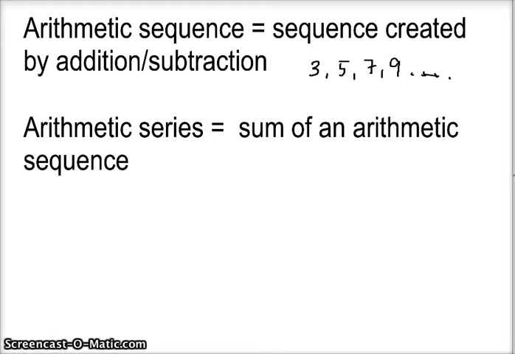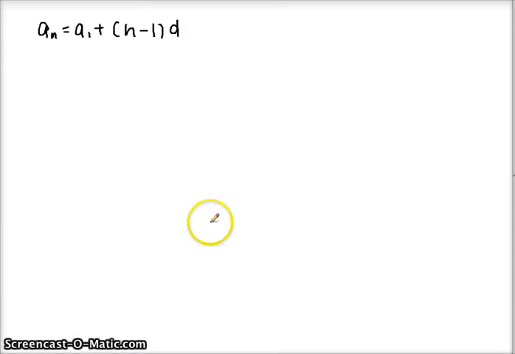for example, an arithmetic sequence would be something like 3, 5, 7, 9, and so on, because you add 2 each time. And an arithmetic series is a sum of an arithmetic sequence, so it would be like adding 3 plus 5 plus 7 plus 9 and so on until a certain number. So I'm just going to try to derive a formula, because last time we had the formula a_n equals a_1 plus (n minus 1)d for the arithmetic sequence formula.